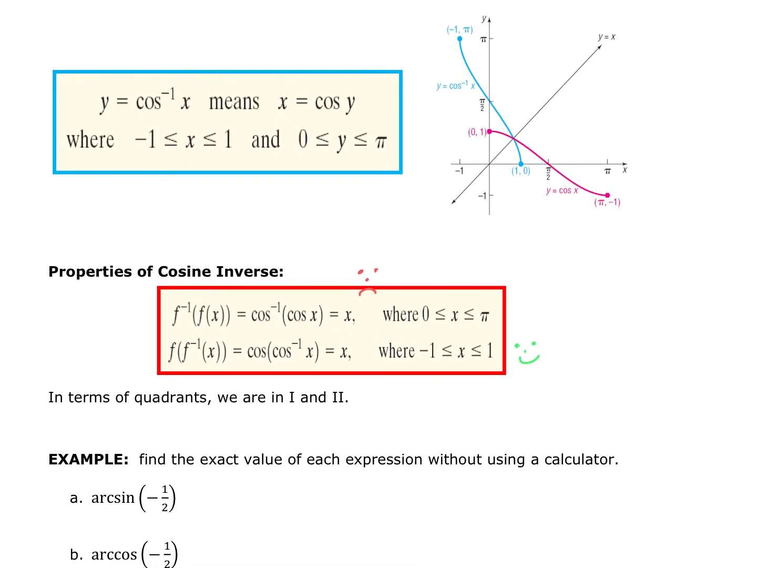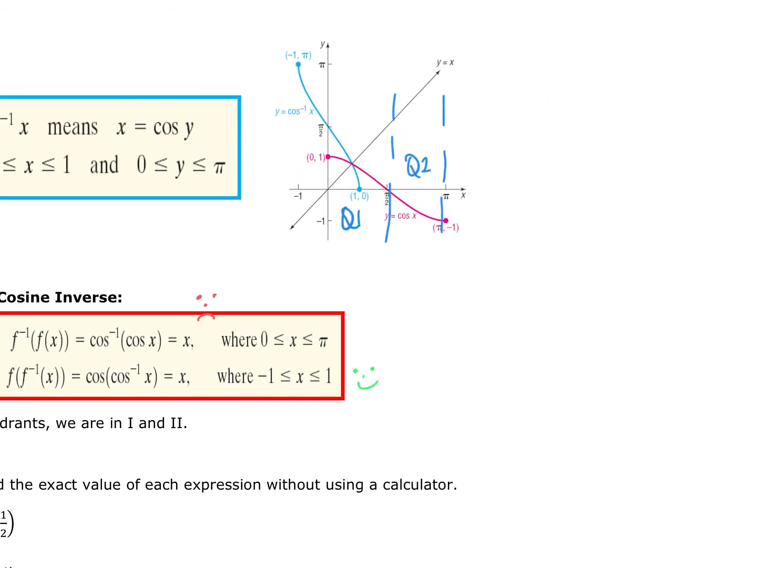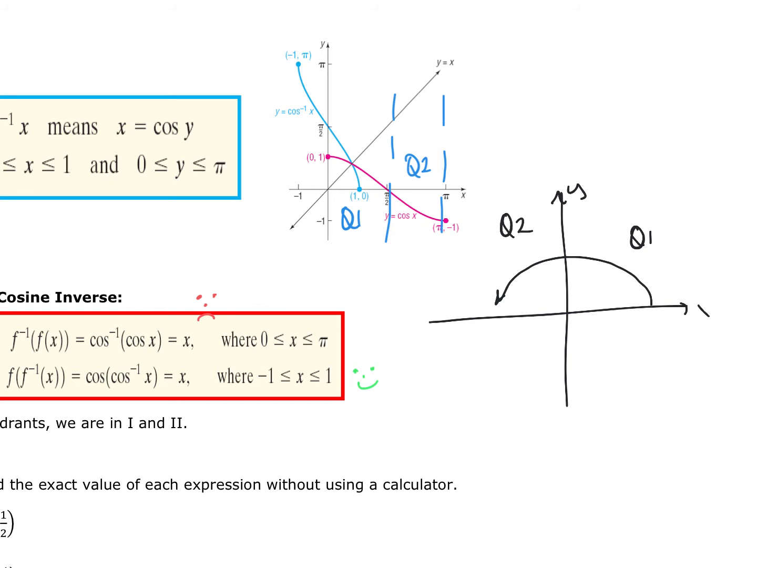Now, in terms of quadrants, we're in quadrant number 1. We know this from graphing. This is quadrant number 2. We know this from graphing in our previous section, our previous chapter. Now, in terms of the unit circle, we are in quadrant 1 and quadrant 2. And this will be important. You've got to know where you're standing. I always say that all the time. Do you know where you're standing? Because that's going to determine what the answer could be and whether it's not.